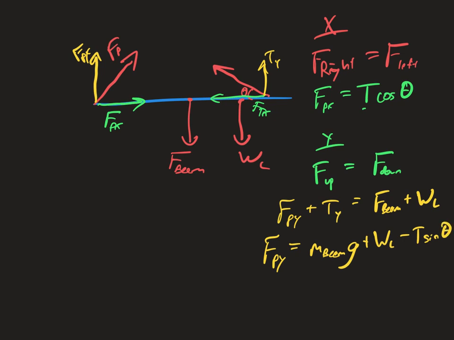Awesome. Now we have the two components. We're asked to find the magnitude of that force, and we have the x component, Fpx, and we have the y component, Fpy. From that, using the Pythagorean theorem, we can find that final side, and that's all we need, Fp.